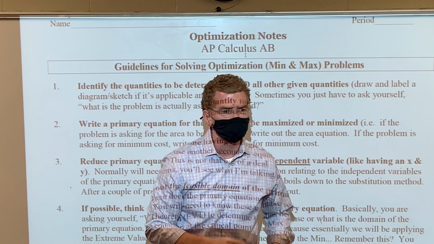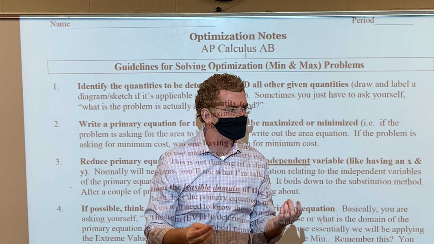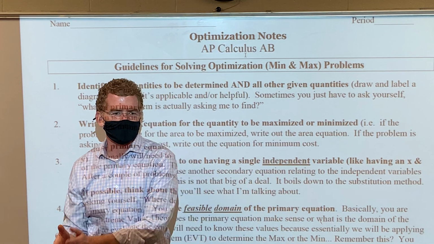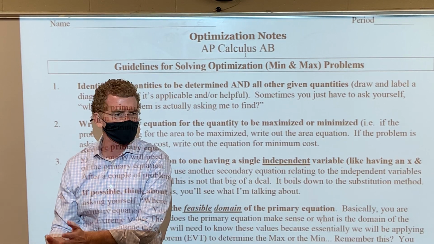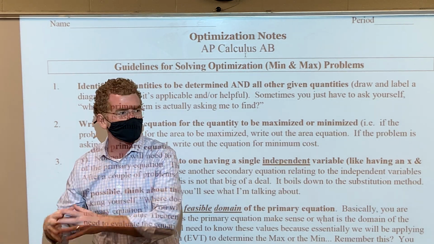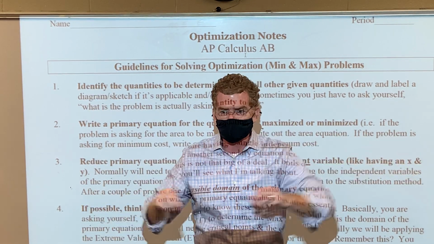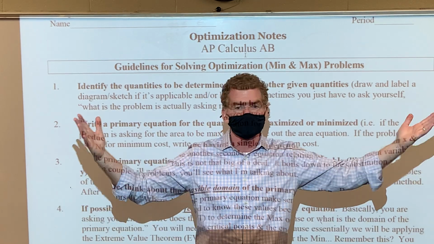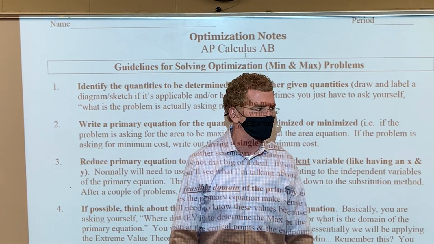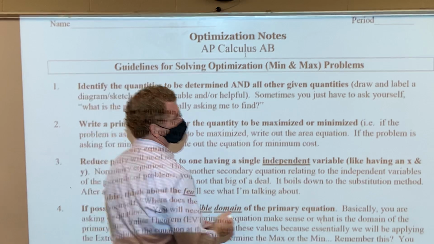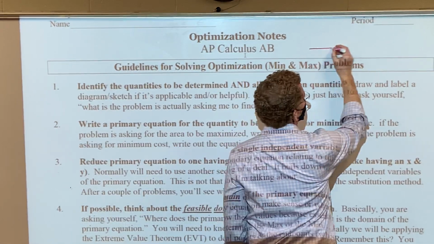Now, what if there are no endpoints? What if you've got a situation where I obviously have maybe a minimum amount of construction paper or cardboard I need, but what if there is no max? I mean, what if the domain basically is all reals? Then how do I determine a max? I mean, you've seen situations where, say you've done a number line analysis.